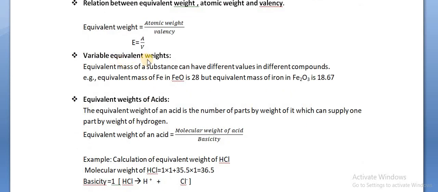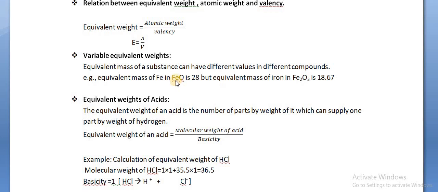Now what does variable equivalent weight mean? The equivalent mass of a substance can have different values in different compounds. Like variable valency, we know that elements can exhibit more than one valency. They are called variable valency. Similarly, we have variable equivalent weight, in which the equivalent mass of a substance can have different values. Say for example, the equivalent mass of iron in FeO. FeO is iron oxide. If you find the valency of this iron, it will be 2. So if you use this formula to calculate the equivalent mass of iron, it will come as 28.